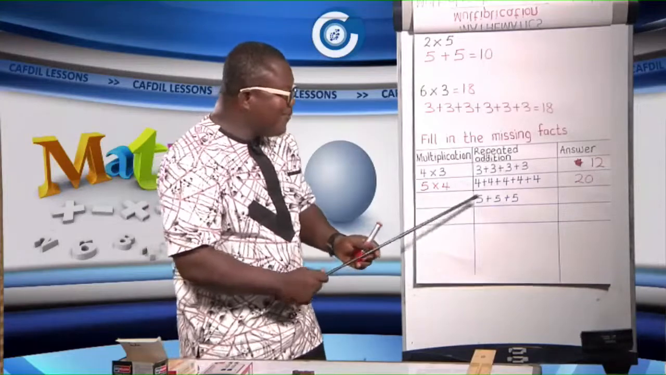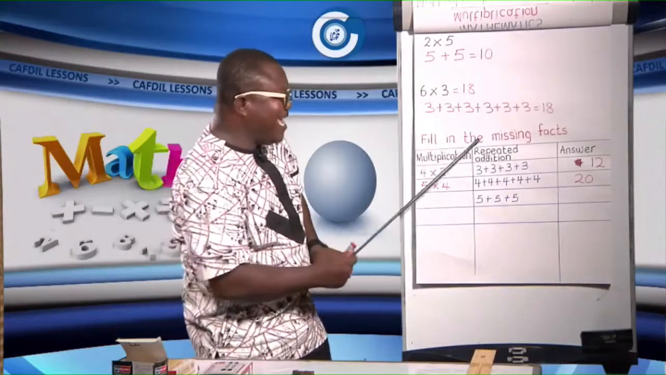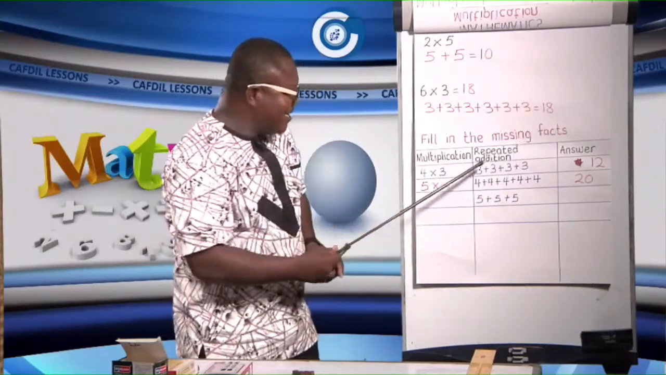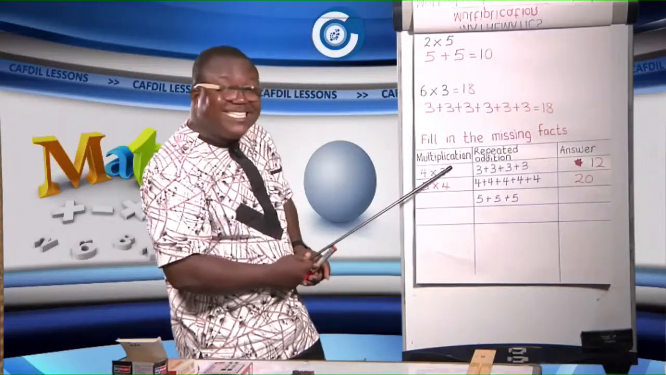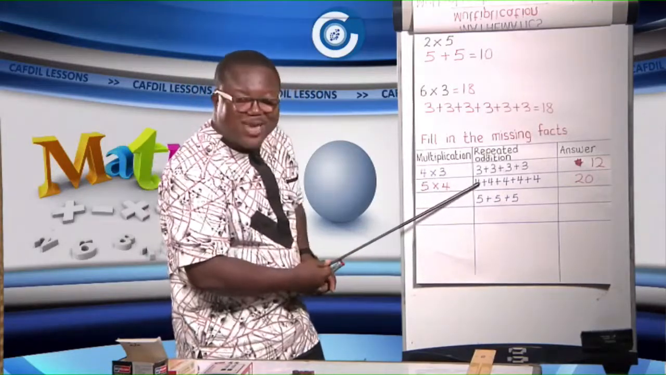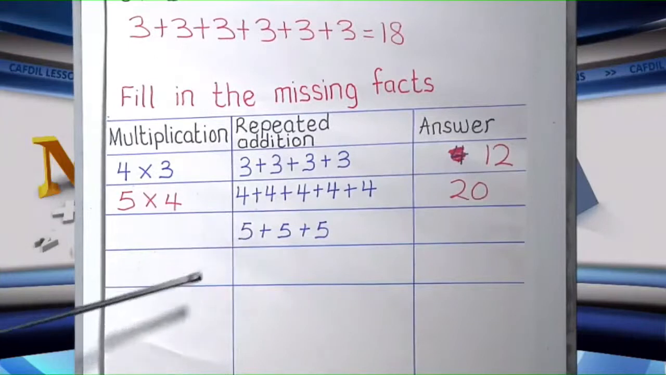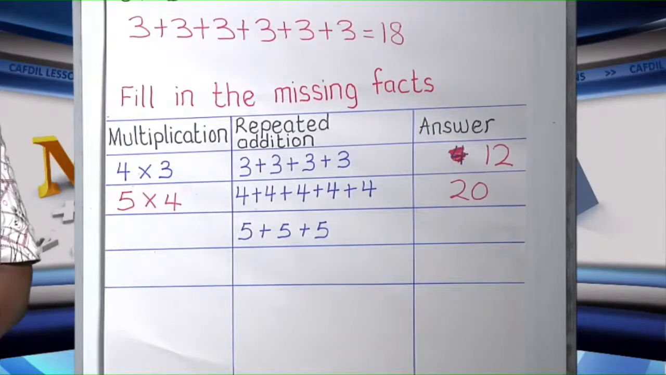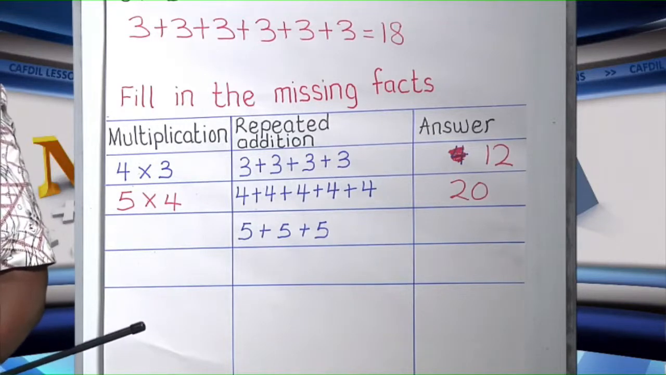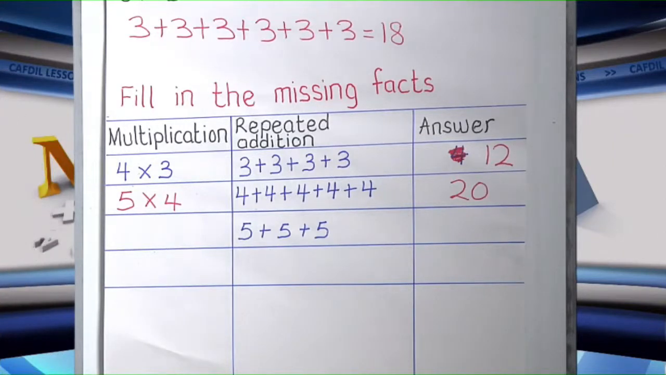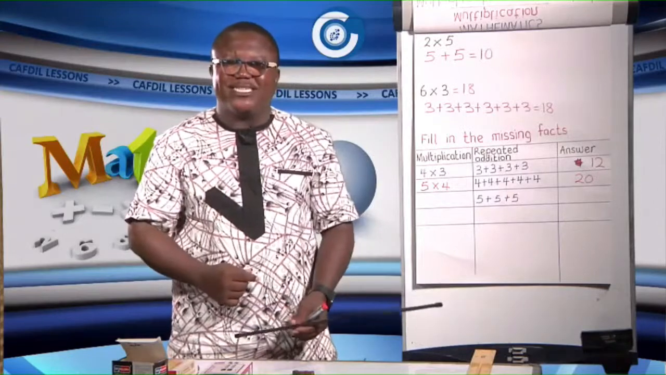Now I want you to fill this. It says fill in the missing facts. The first one, we have done it. The second one too, we have done it. But the third one, I want you to also try your hands on it, and I believe that you get the answer correct next time we meet.